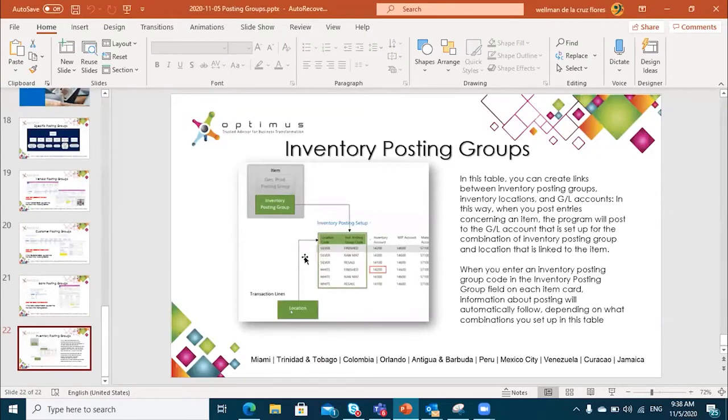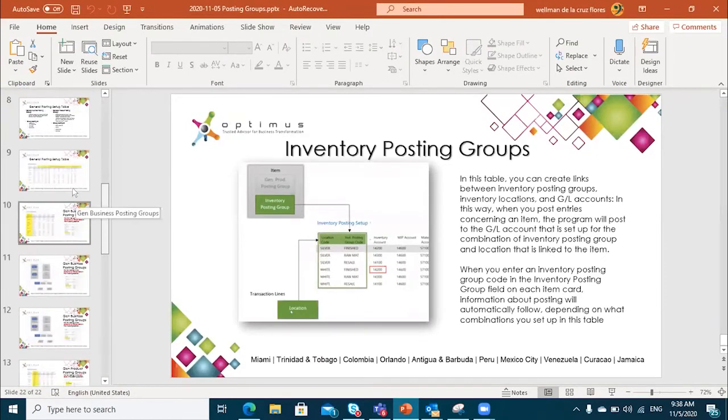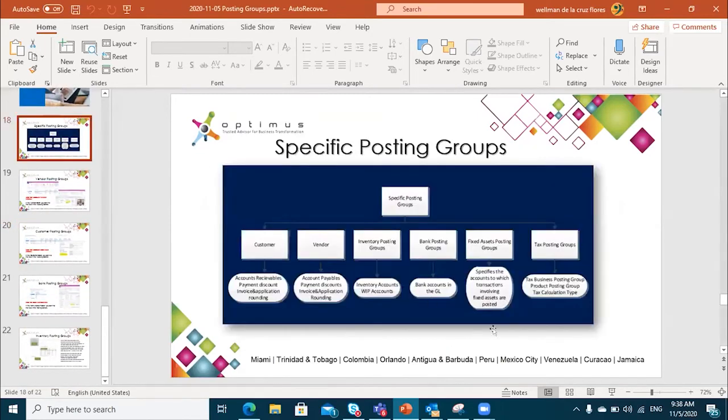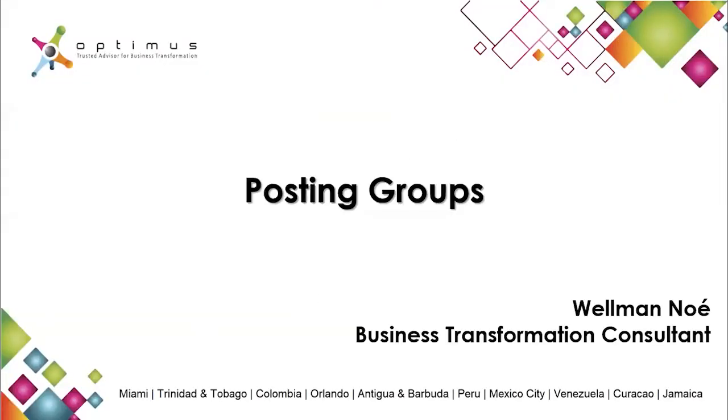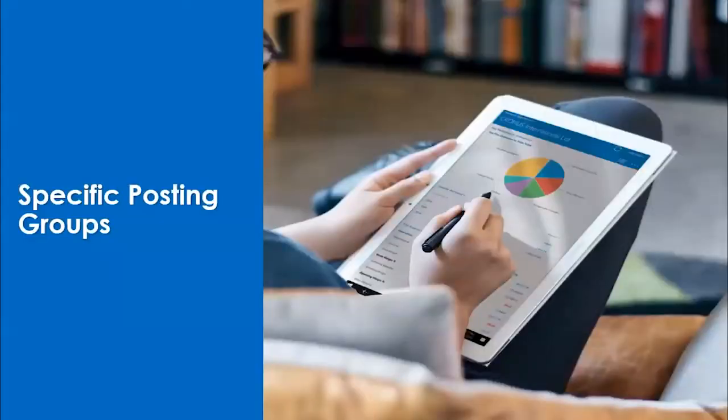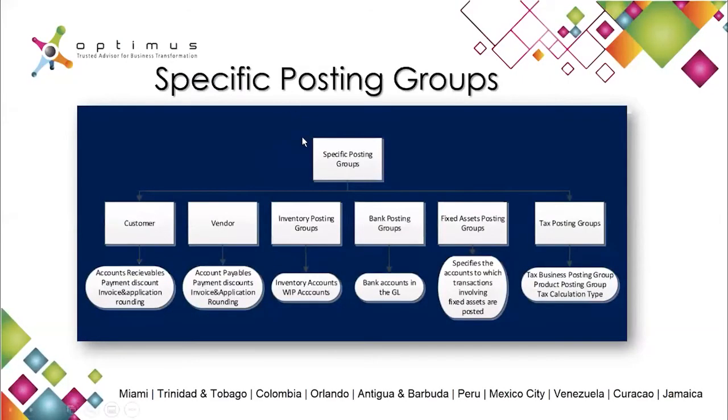Okay, continuing with our presentation, let me just finalize with the previous window. Oops, let me just continue. Let's just begin with those two. But as well, once we generate, we're going to have the fixed asset posting groups and the tax posting group in another session, since they are more complex, okay?